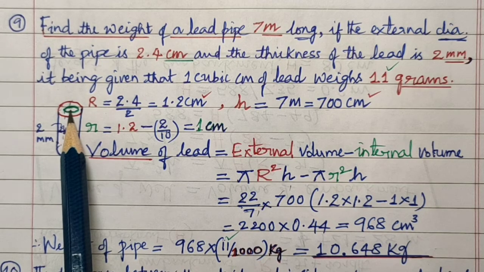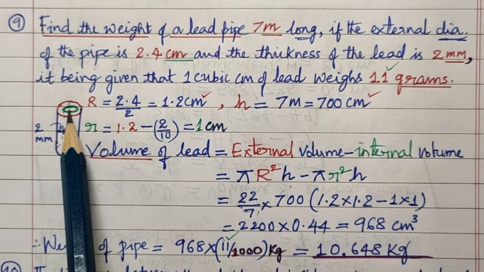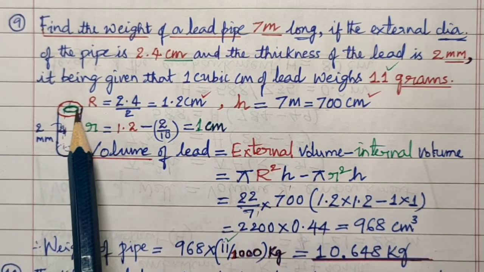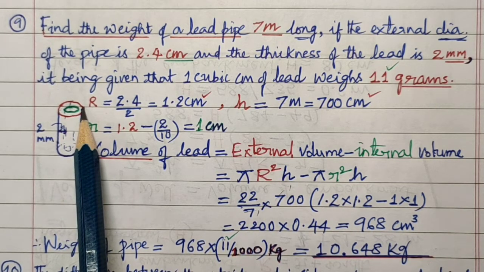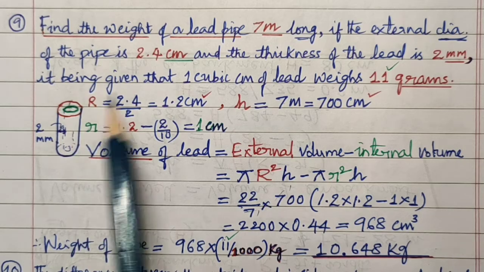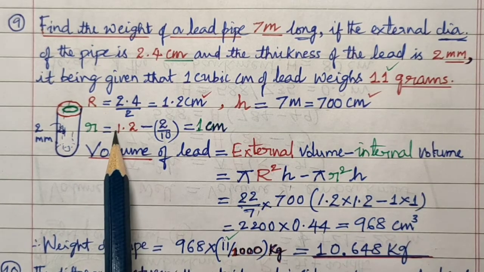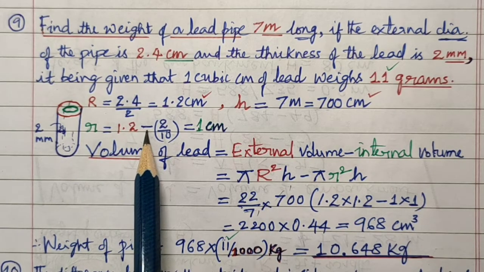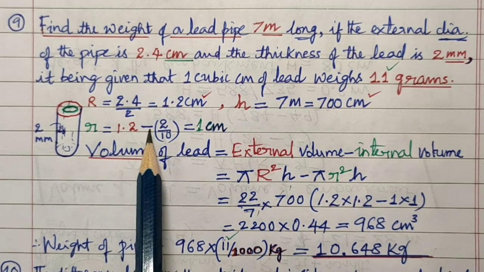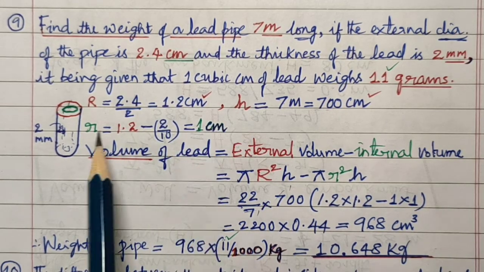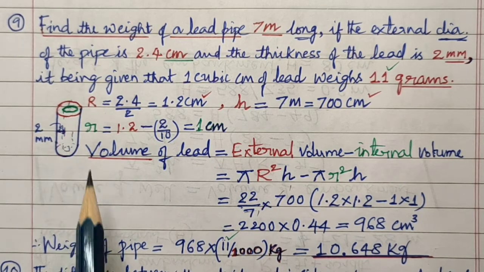The small r is equal to big R minus the thickness of the lead. From here to here is R. This thickness is 2 mm, which they were given. 1.2 minus 2 divided by 10 will give centimeters, 0.2 centimeters. 1.2 minus 0.2 will give 1 centimeter. This is the radius of this inside part.